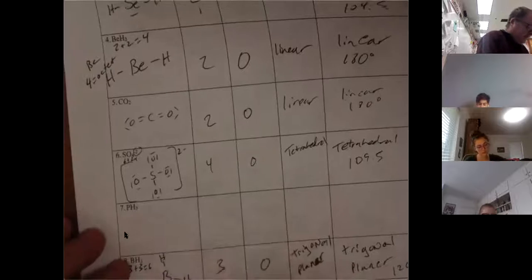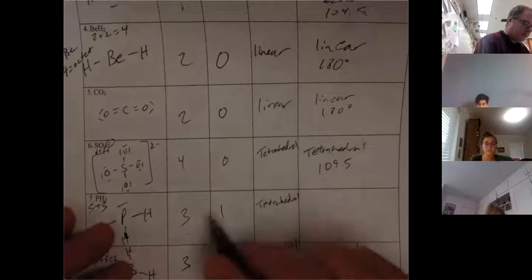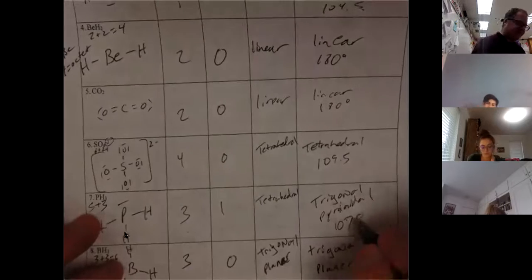So if we take a look here, PH3: 1, 2, 3, 2, 4, 6. We have 5 plus 3, 2, 4, 6, 8. 3 bonded atoms, 1 unshared pair. While the arrangement is tetrahedral because it's 4, for the actual shape we only look at the atoms involved. That is trigonal pyramidal. The angle for trigonal pyramidal is 107.